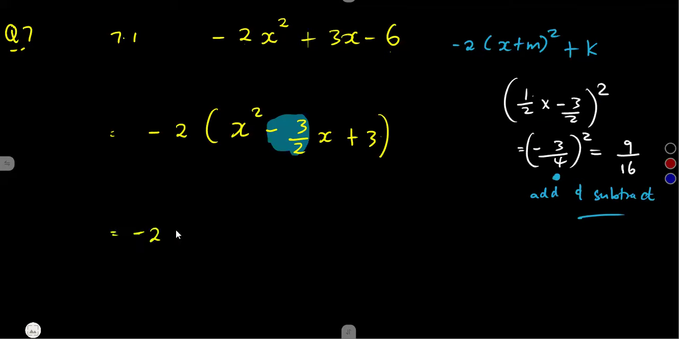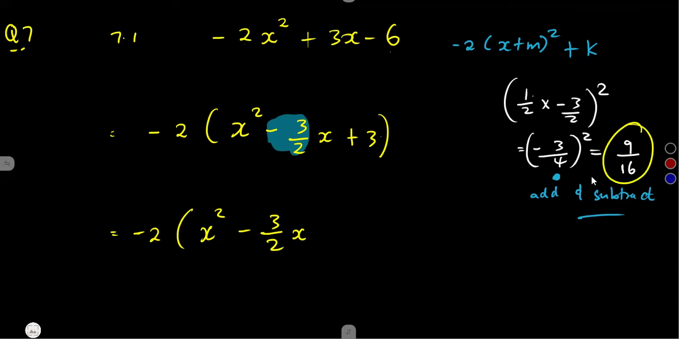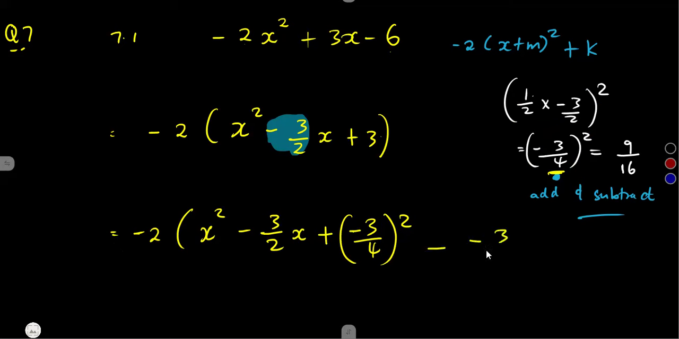So it was going to give us -2 into x squared minus 3 over 2x. Here on this quadratic, we are going to add our square. So it's either this one or this one. As for me, like I said, I'm going to use this. So we are going to add -3 over 4 squared like this. And at the same time, we must subtract that, -3 over 4 squared.